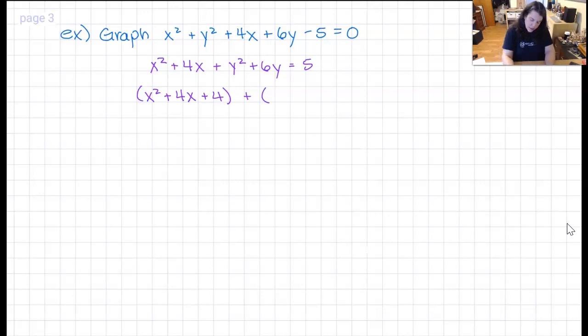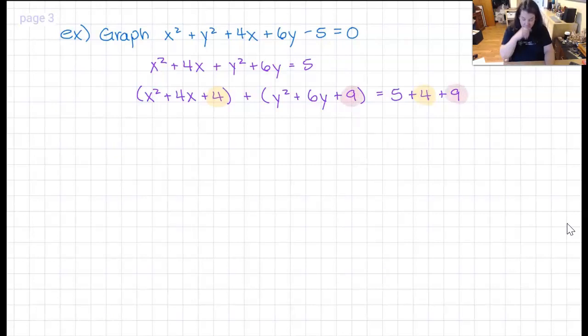Okay, the y's, same thing. Take half of b and square it. So half of 6 is 3, and squared, you get 9. But don't forget, whatever you added to one side, you've got to add to the other. If I added a 4 onto one side, I've got to add a 4 onto the other. And if I added a 9 on one side, I've got to add a 9 on the other. Because of that 4 there, that's why I had to add that 4. And because of that 9 there, that's why I had to add that 9.